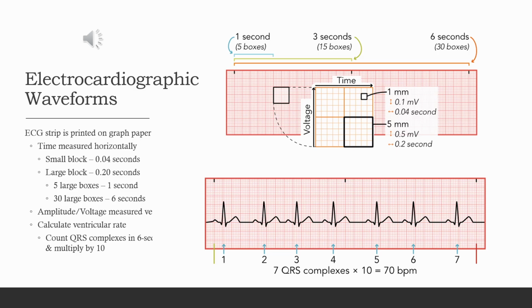This is very important whenever we're trying to calculate heart rate, because we calculate heart rate by measuring the number of QRS complexes within that 6-second strip. On the bottom picture, there are 7 QRS complexes. We take that number, 7, and multiply it by 10, because we have 6 seconds here and there are 60 seconds in a minute. If we multiply what we get in 6 seconds by 10, then we get our heart rate, which in this case is 70 beats per minute.